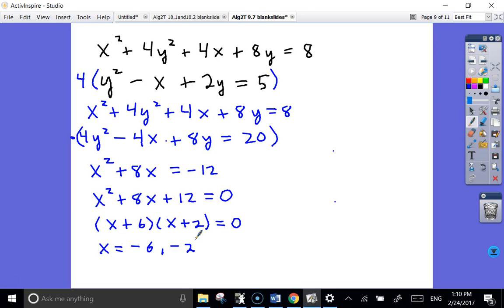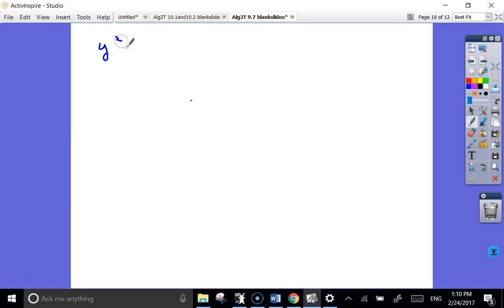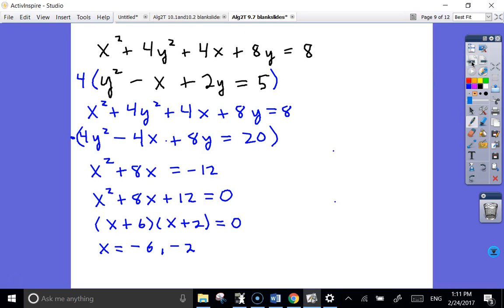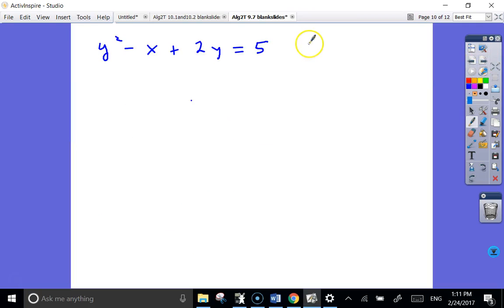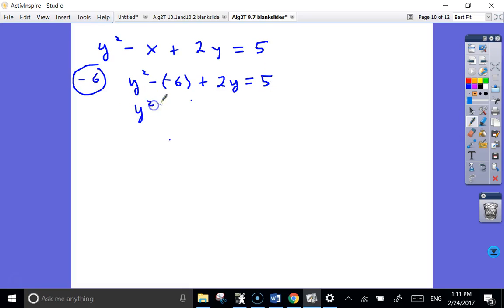Y squared minus x plus 2y equals 5. You sure that's what it says? Yep, that's what it says. And we're going to do this with negative 6 and negative 2. So with the negative 6, I'm going to get y squared minus negative 6 plus 2y equals 5. Y squared plus 6 plus 2y equals 5. Subtract the 5, rearrange the terms: y squared plus 2y plus 1 equals 0. So that's factorable: y plus 1 squared.